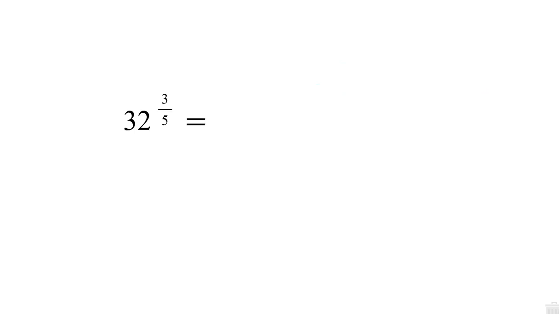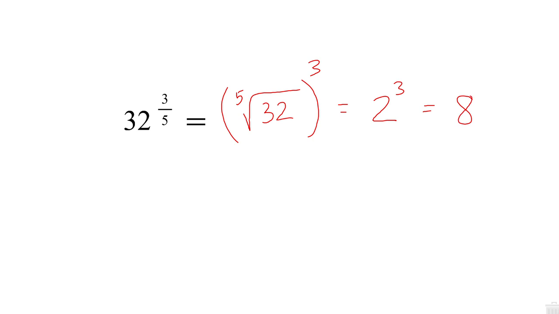So same idea here. This could be either 32 cubed, and then we find the 5th root of that, or we could do the 5th root of 32 and then cube that. And the 5th root of 32 is just 2, because 2 times itself 5 times is 32. So we now have 2 cubed, or 8.